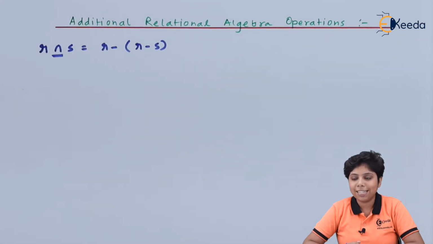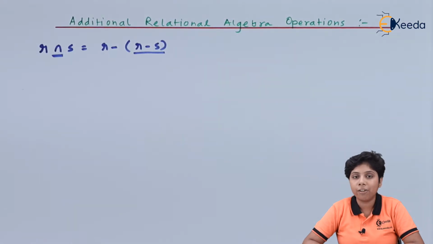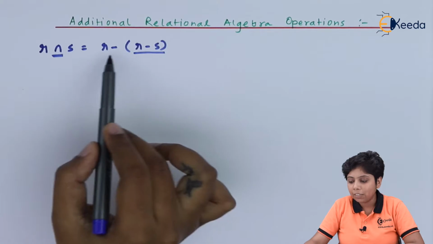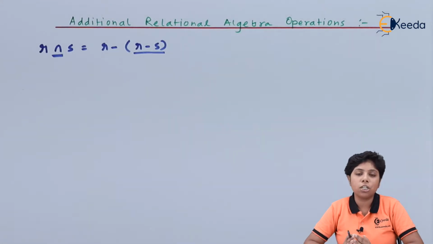Here we can see first we are performing the set difference operation on relations R and S, which gives what is present in S but not present in R. Now subtracting that from R will give us the result that is only in R and also in S. So the common tuples of R and S will be the result of the set intersection operation. Now let's see how to perform the operation.